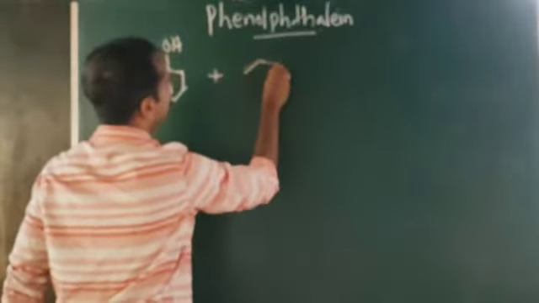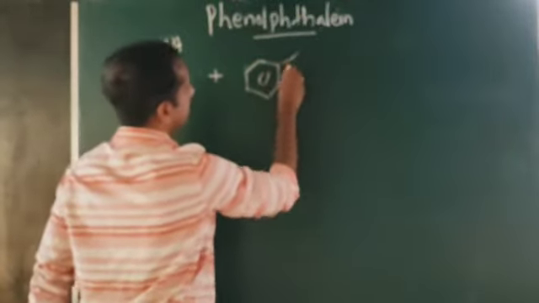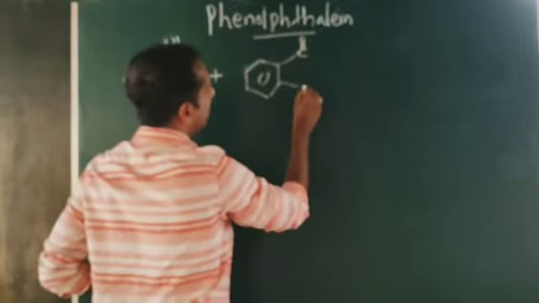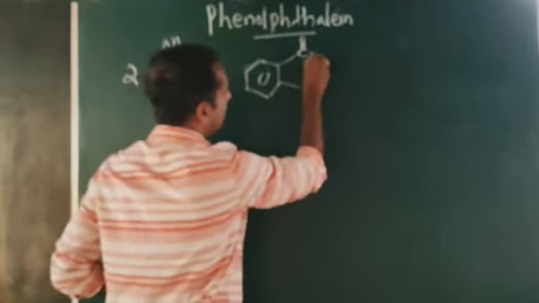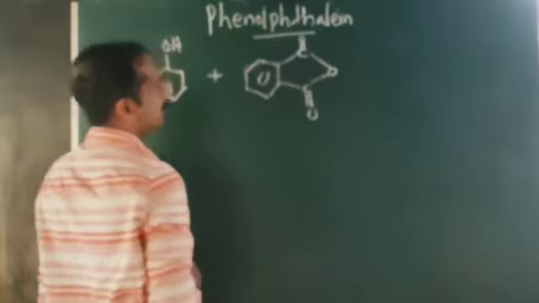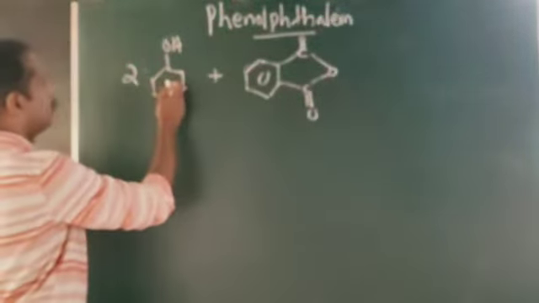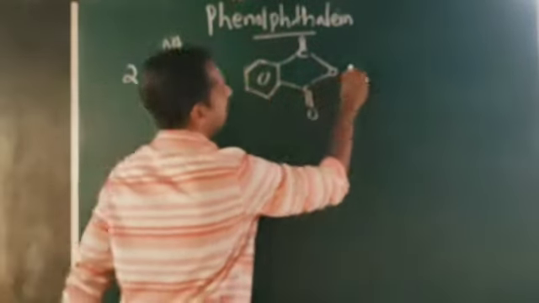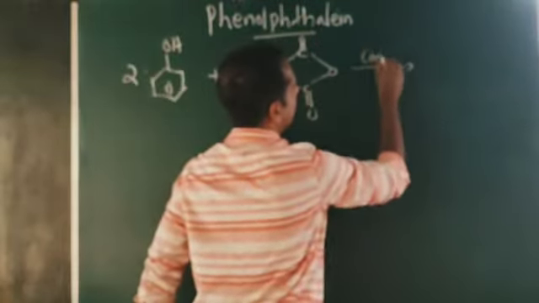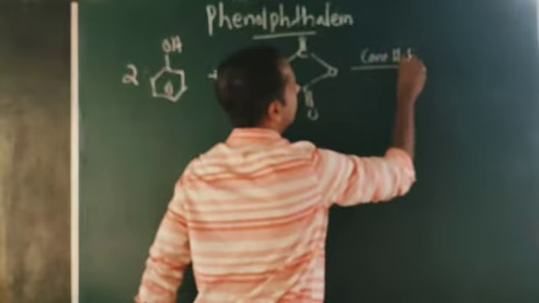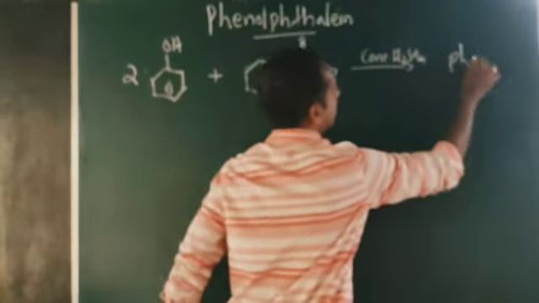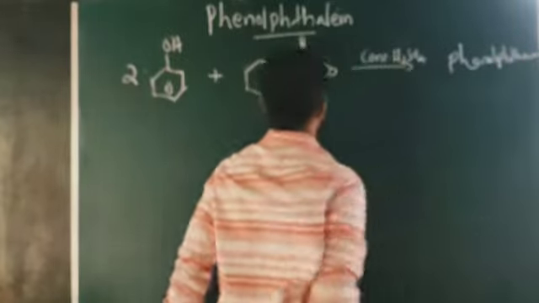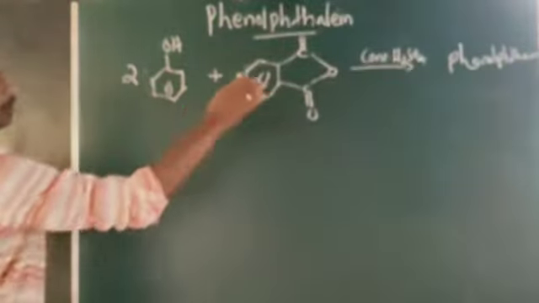How will you write phthalic anhydride? Look at it here, here it is C double bond O, and here also C double bond O, and here it is O. This is phthalic anhydride, this is phenol, and phthalic anhydride in the ratio 2:1. In the presence of concentrated H2SO4 we get phenolphthalein. So look at it here, how the reaction is occurring.